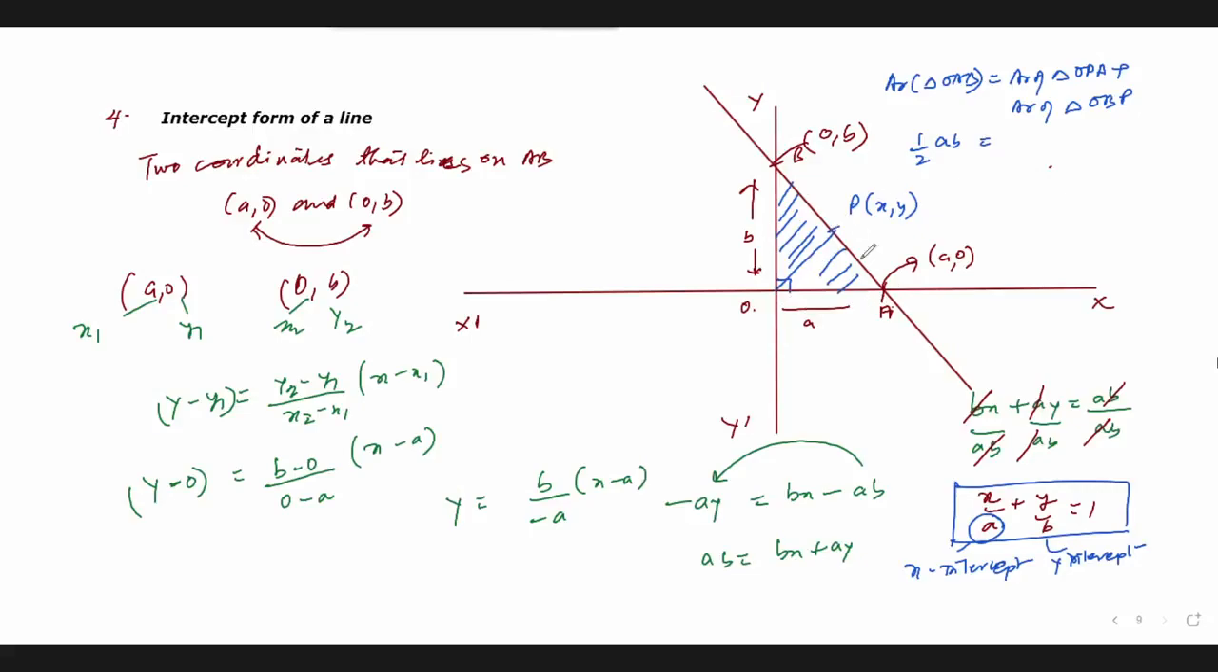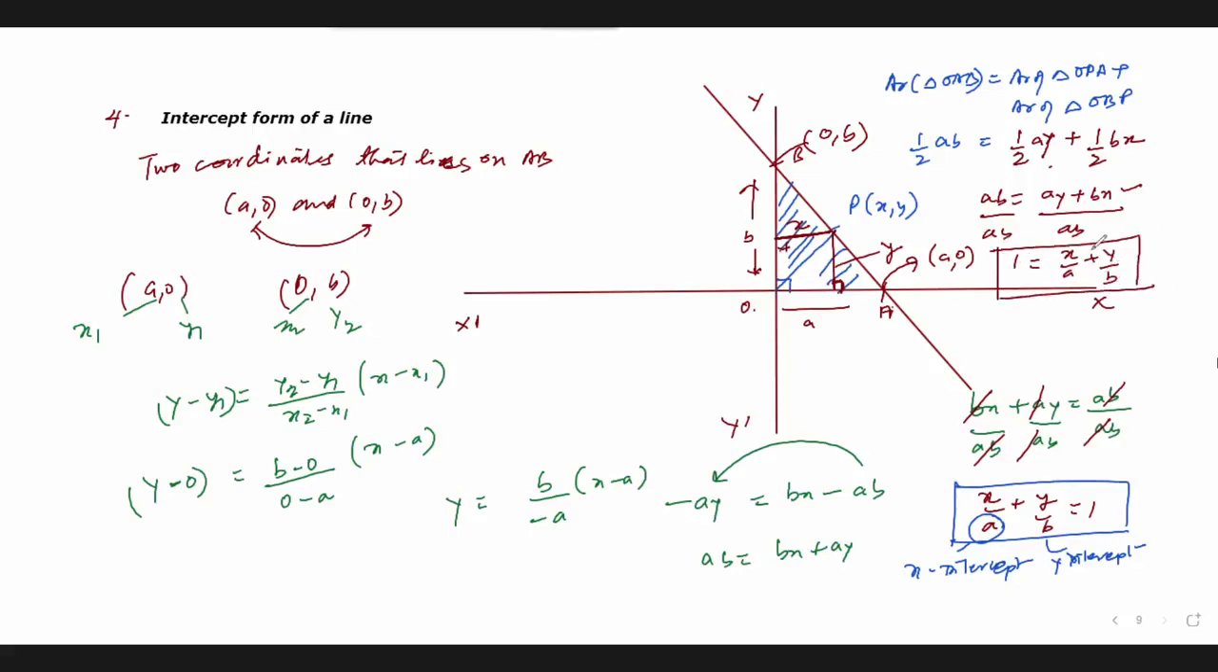What will be the area of OAP if I take the perpendicular distance? This perpendicular distance is y, so half base a into height y, plus, if I draw a perpendicular distance here, this distance is x. So what will be the area of this triangle? Half b into x. So ab equals ay plus bx. And if I divide both sides by ab, I get 1 equals x by a plus y by b. So again I am getting the intercept form.